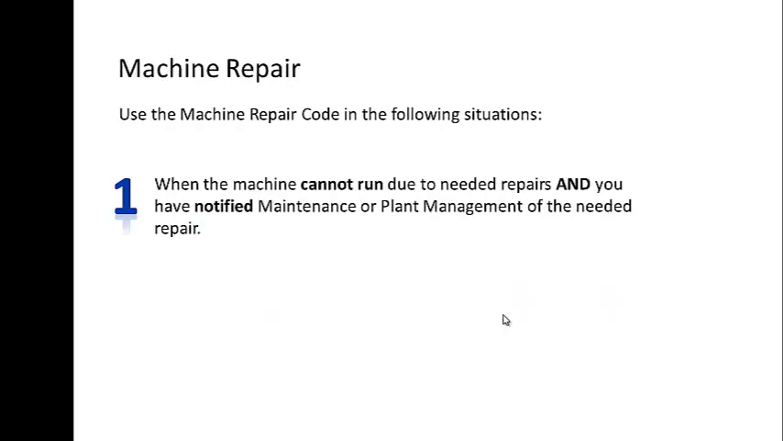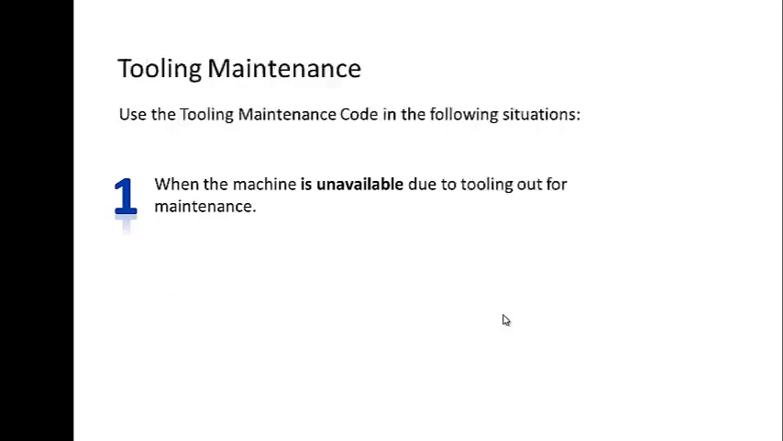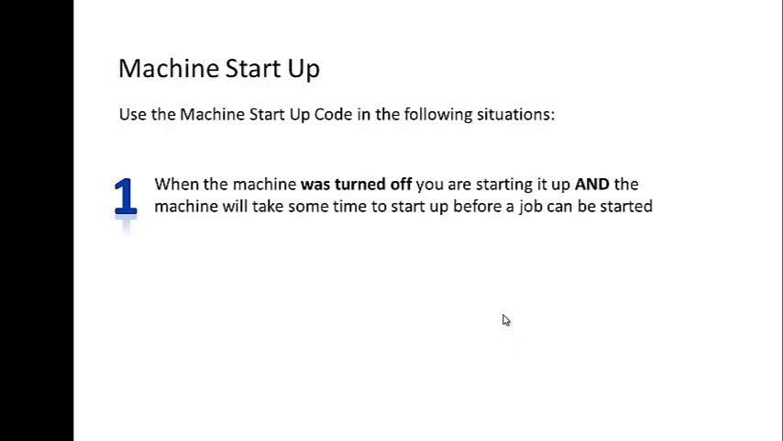Machine repair you'll use when the machine cannot run due to needed repairs. Again, please do this only when you've already notified maintenance or plant management of the needed repair. Scheduled maintenance. This is a little different. It's when the machine is unavailable due to a scheduled preventative maintenance. The use of this code should be rare for anyone other than the maintenance department. Tooling maintenance would be used when the machine is unavailable due to tooling being out for maintenance.